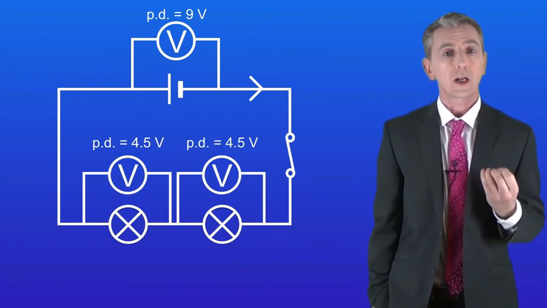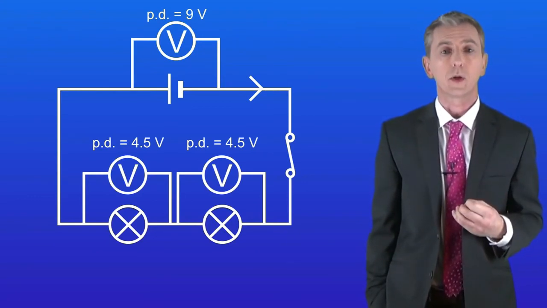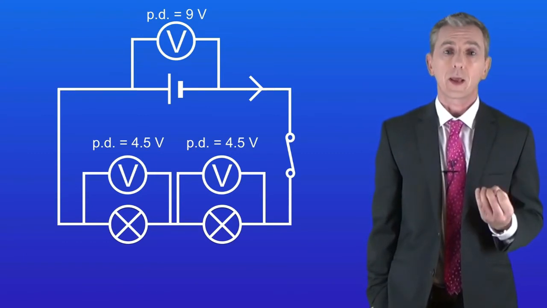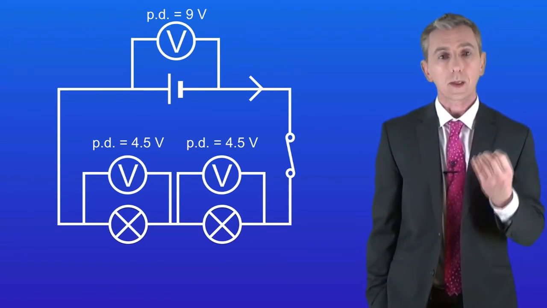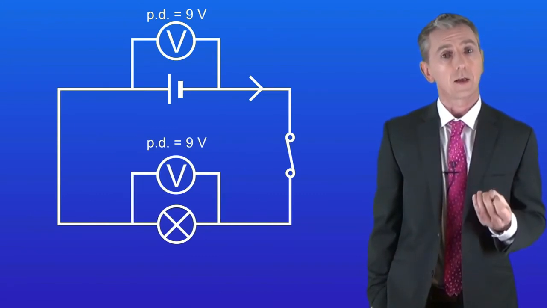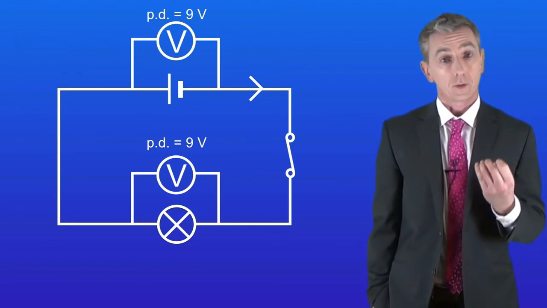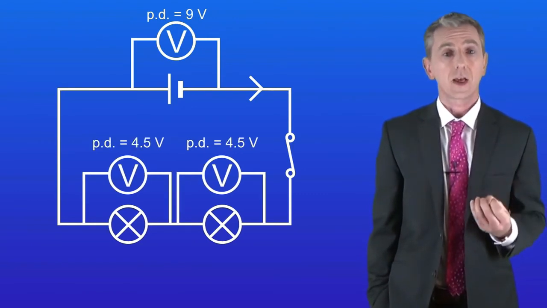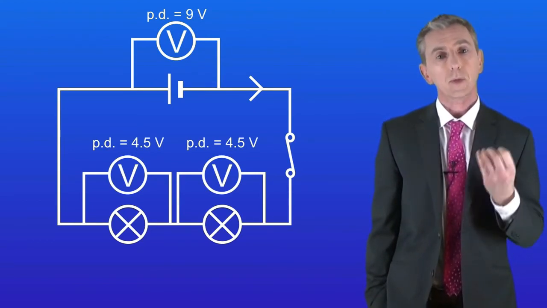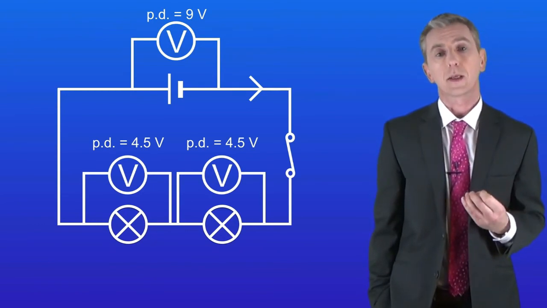So can you see that the total energy carried by the current has now been shared between the two bulbs? And that explains why both bulbs are dimmer than when I only had one bulb. If I only have one bulb, then all the energy from the cell is given to that one bulb, so it's bright. But when I have two bulbs, the energy from the cell is now split between the bulbs, so they're each dimmer. Now in this circuit, I've made the two bulbs identical, but they don't have to be.